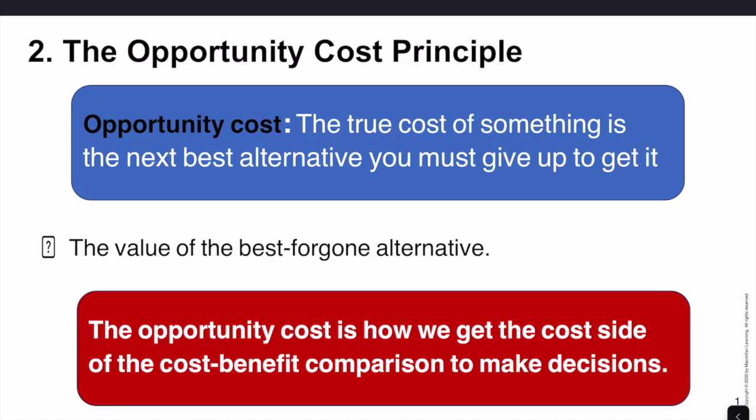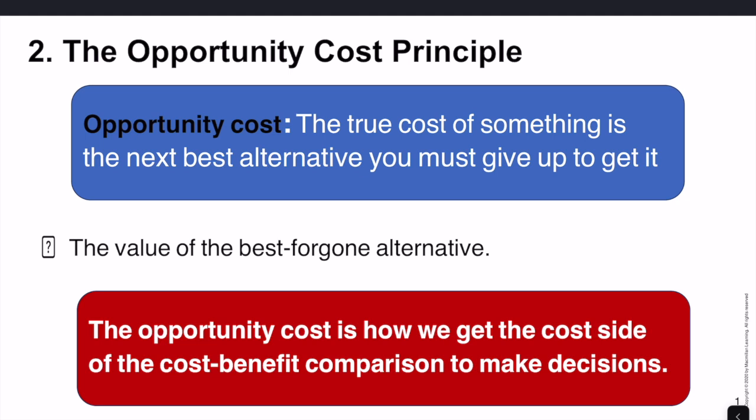In this video, we'll be discussing the opportunity cost principle, which is an important concept when you're trying to decide what is the best choice for you to make. In economics, the true cost of something we call the opportunity cost. The definition of the opportunity cost is the value of the next best alternative you must give up to get it. Okay, so we'll go through some examples here in a second.